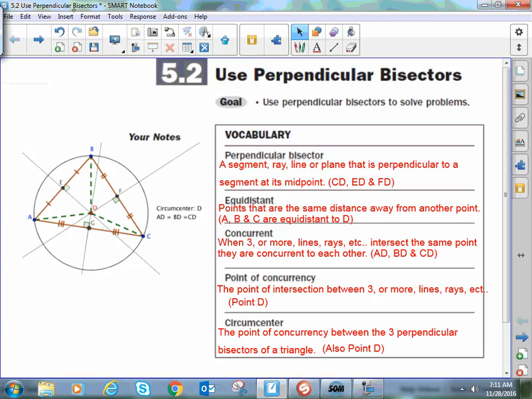Hey everybody, Mr. Piercy here, and what we're going to be looking at today is another special segment of triangles known as perpendicular bisectors.